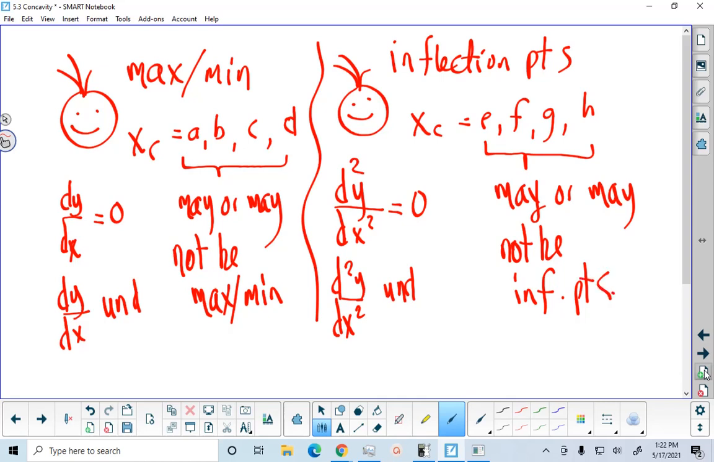So going to the left of your screen, how do you determine which of those critical values correspond to max-mins? Well, you do a first derivative table. You do a first derivative chart. So how are you going to determine which of these critical points on the right are inflection points? You're going to have to do a second derivative table. And that's what we're working on today.